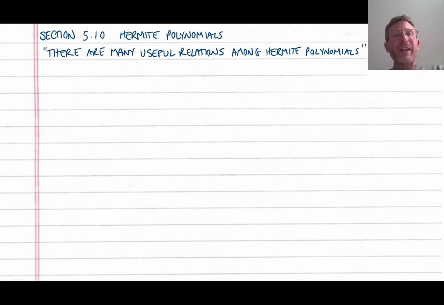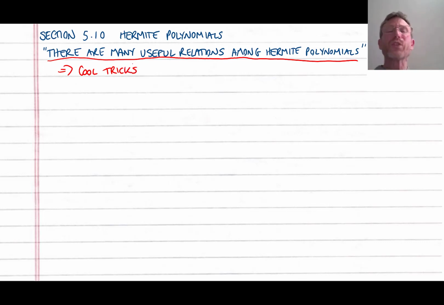Section 5.10 is basically saying there are many useful relations among Hermite polynomials. It's basically saying, you know what, there are some cool tricks. And there's one cool trick I want to get to, where we're actually talking about the selection rules. And how do we get there? There's kind of three steps.